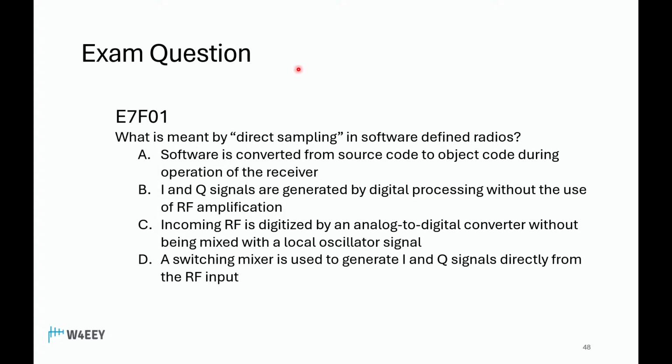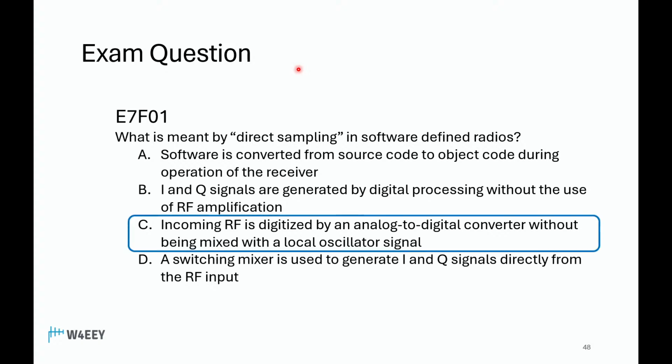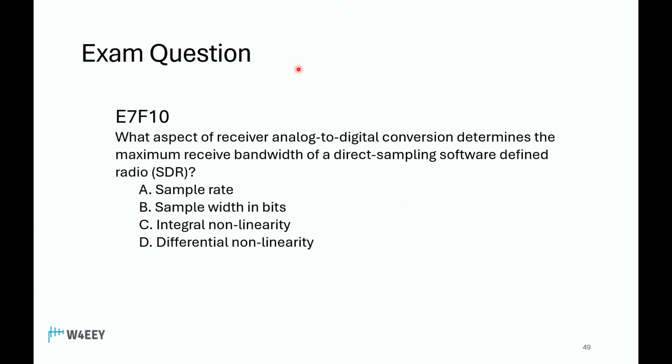So what is meant by direct sampling in software-defined radios? Charlie. It is Charlie. Incoming RF is digitized by an A to D converter without being mixed with a local oscillator signal. What aspect of receiver analog to digital conversion determines the maximum received bandwidth of a direct sampling software-defined radio? Alpha. It is alpha, the sampling rate. There's some other things that are tempting here, but it is sampling rate. The faster you can sample, the more stuff you can get.